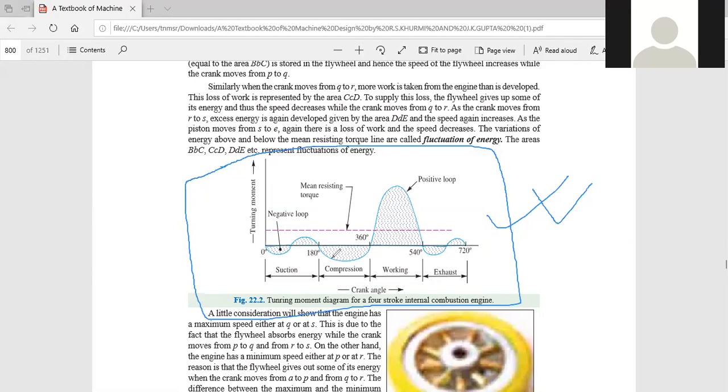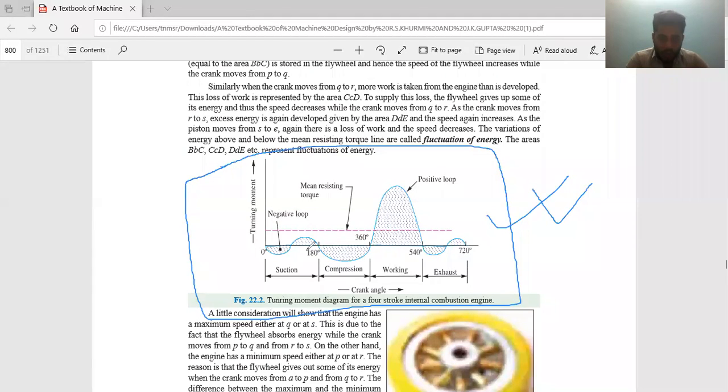Hello? Can you please repeat? See, this diagram is very important. Already you have studied this in Dynamics. Yes, 4-stroke engine. This is the turning moment diagram for a 4-stroke internal combustion engine.